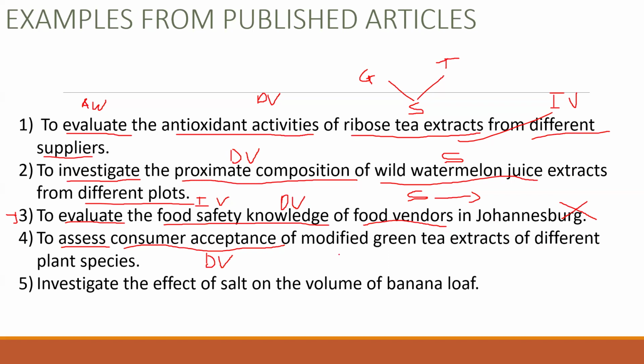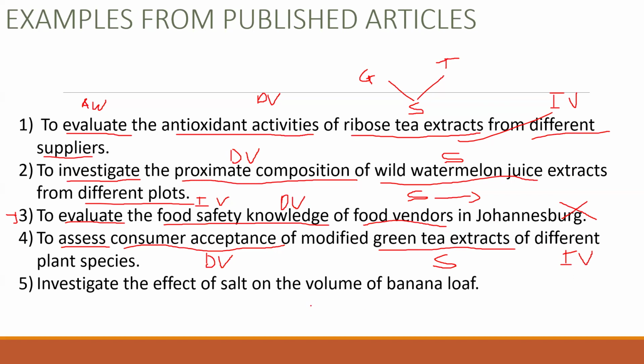right, will be green tea extracts. That will be the sample. Now, let's see, do we have groups of samples? Groups of samples, yes, we do. Different plant species. So different plant species will be our IV, right? Okay, so that one is a good research proposal.